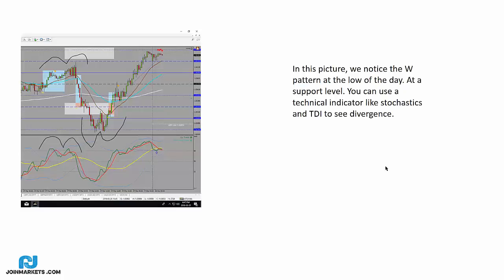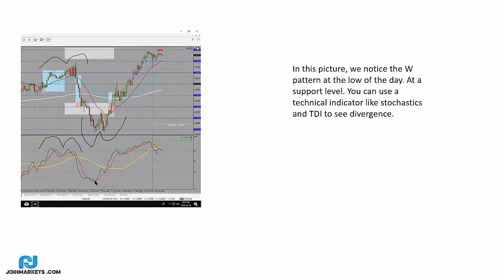So in this picture, we notice the W pattern at the low of the day at a support level. You can use a technical indicator like the stochastics and TDI to see divergence. Here's our W as outlined, okay? We have a support here. I know there's a lot of support and resistances here. We're going to go through them in one of the next videos. But where's the divergence here?